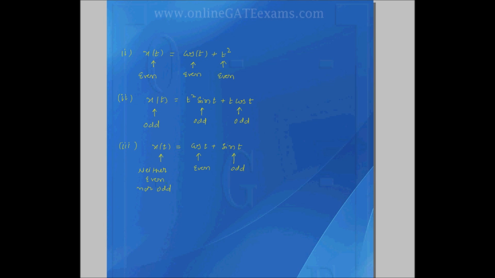Till now we have seen examples for the continuous time case. For the discrete time case, let us see what happens. Here we take the first example to be x of n equal to cos pi n by 4 plus minus 1 power n. Clearly this one is even, this one is even, and hence this is also even.